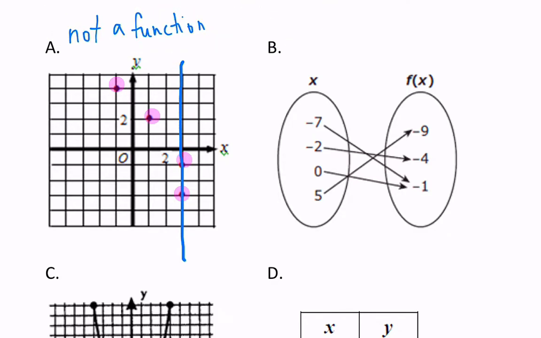Okay, so on B, this is a mapping diagram. So remember, we look at our x's. If you look at each of your x's, we notice there's only one arrow coming off of the -7, one arrow coming off of the -2, one arrow coming off of 0, and one arrow coming off of 5. So make sure you're looking at the x's. Those are all good. None of them have two arrows coming off. So this one is a function.